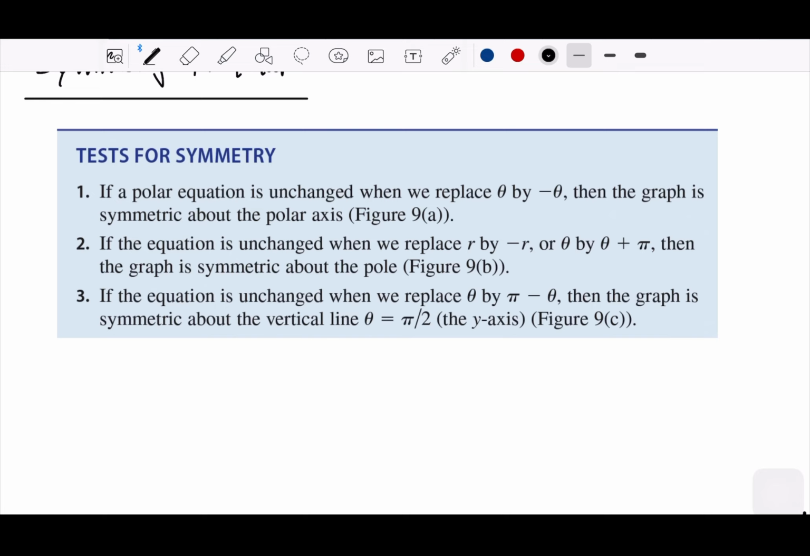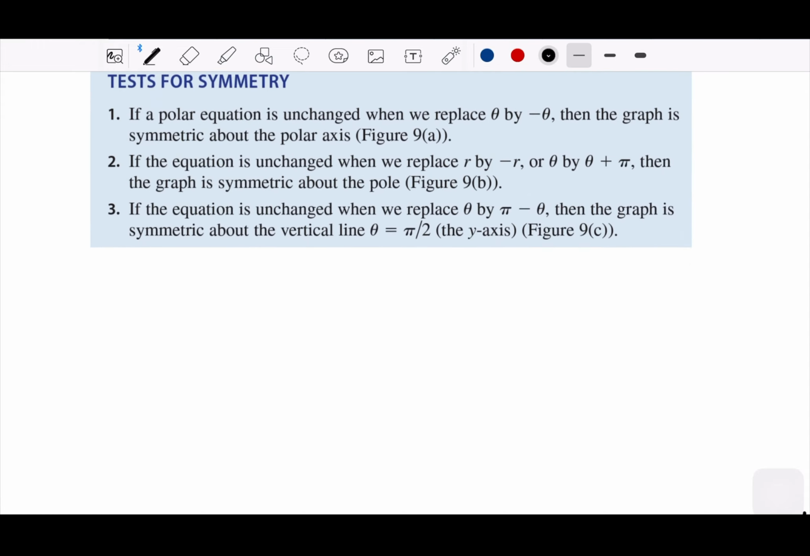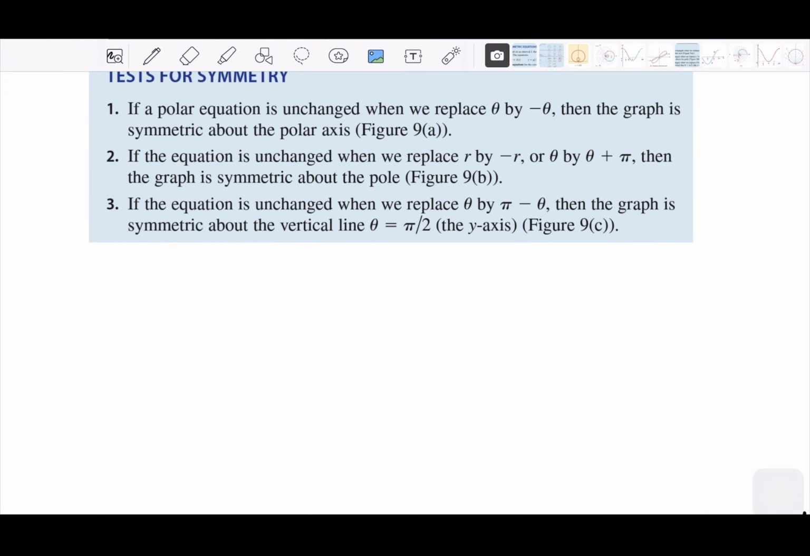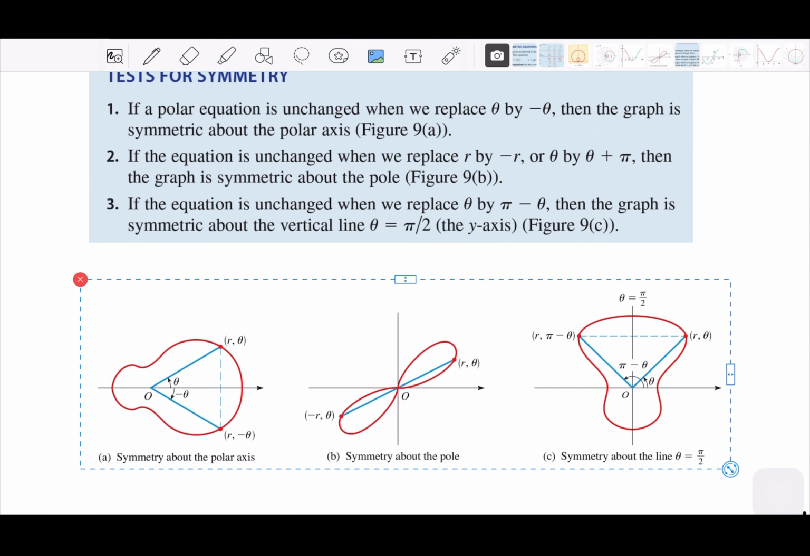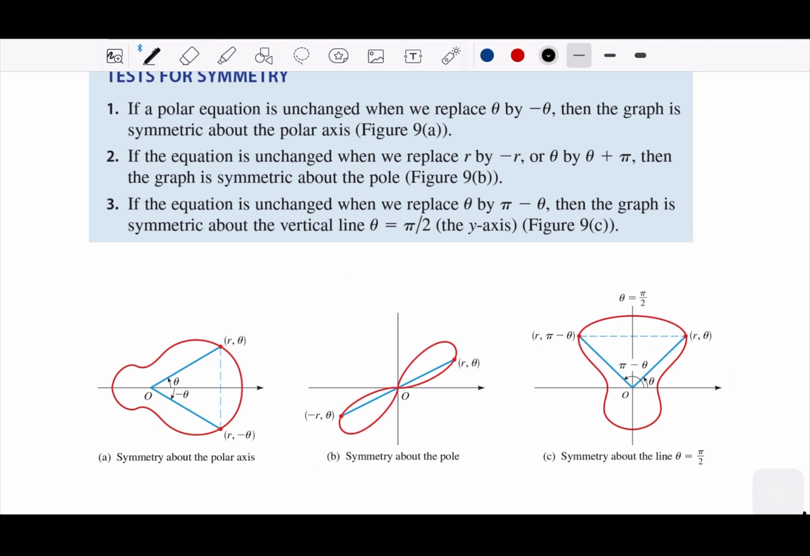And if the equation is unchanged when we replace theta by pi minus theta, then the graph is symmetric about the vertical line theta equal pi over 2. Okay, now what does it mean? I think I get to the picture to help us to best understand the visuals. So this was the first one, the second one, the third one. So, symmetry about the polar axis.